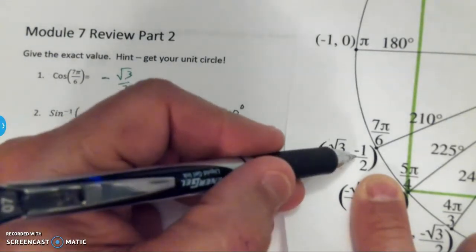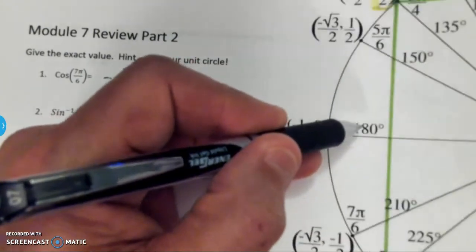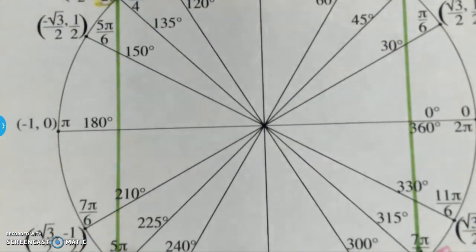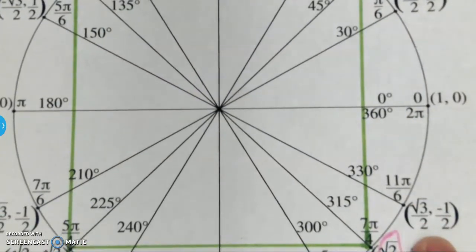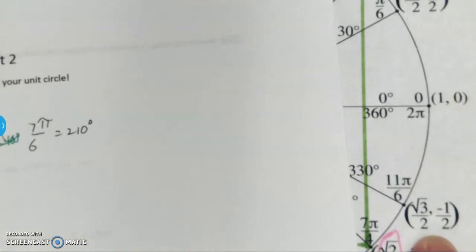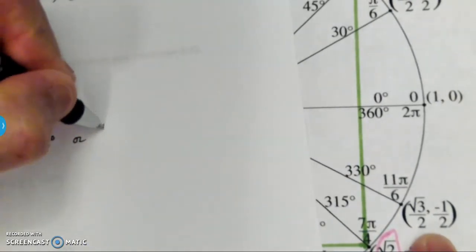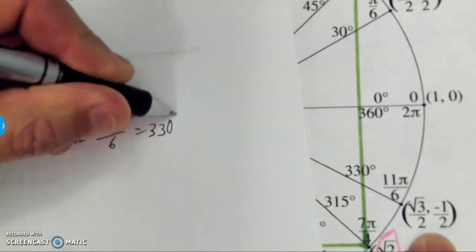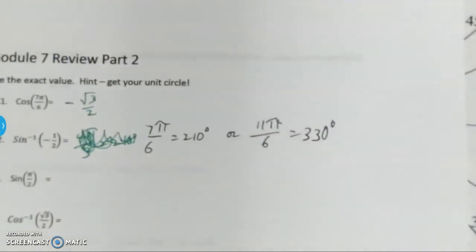Now, the y coordinate is negative here at 210 degrees. Well, the y coordinate is also negative if we go from 210 across to 330. We have a negative y coordinate also. So there's going to be two answers here. The other is 11 pi over 6, which is the same thing as 330 degrees. Whew, dodged a bullet on that one.